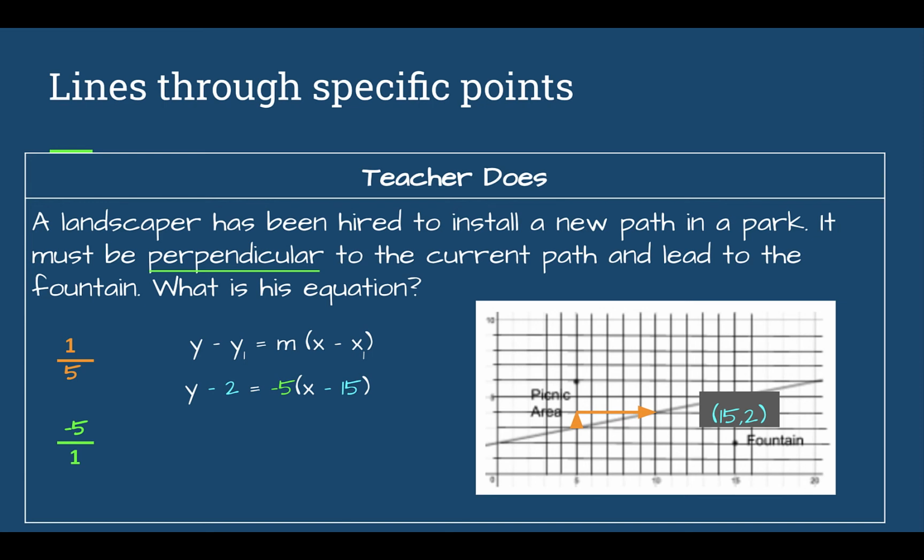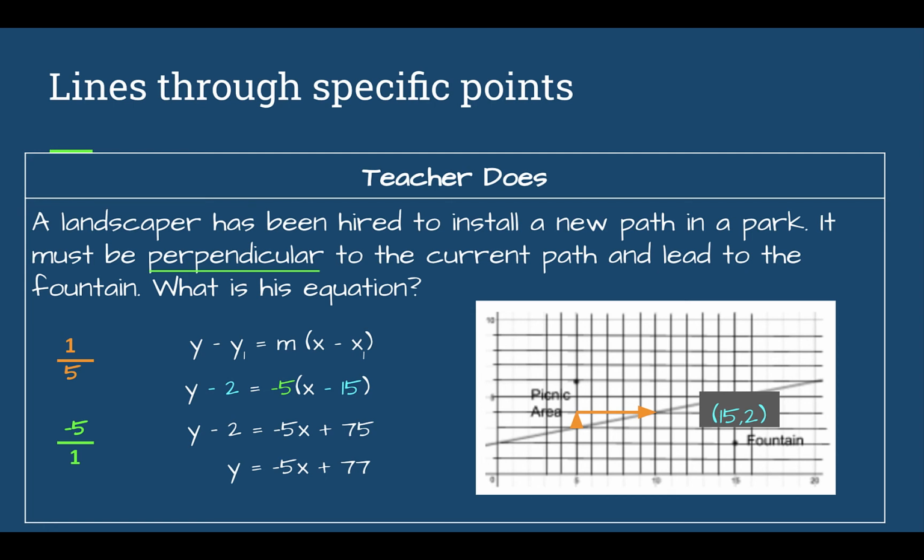That's an equation we could use. It doesn't ask us to change it to slope-intercept form. We could keep it as that. If we wanted it to change forms to be more consistent with the others, we would distribute out that -5 and get -5x plus 75. Add 2 to both sides. Your slope-intercept form would be y equals -5x plus 77.